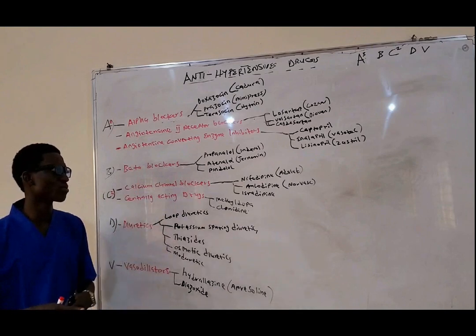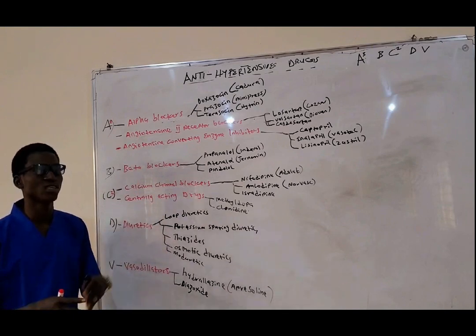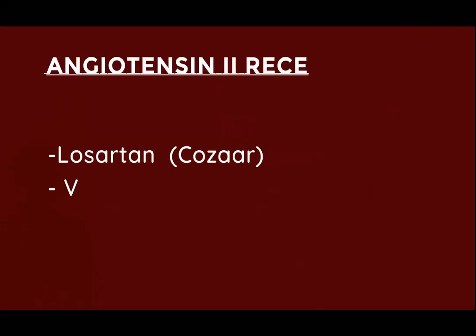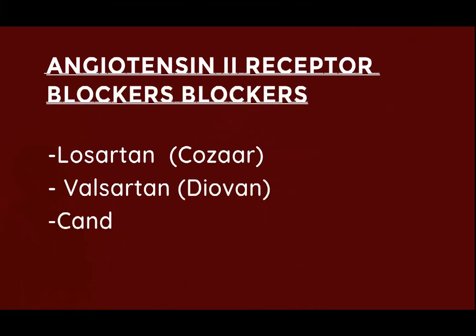Examples of angiotensin 2 receptor blockers are losartan, or you call it Cozaar. Then we also have the second one, which is valsartan, or you call it Diovan. Then we have candesartan. These are drugs under angiotensin 2 receptor blockers.